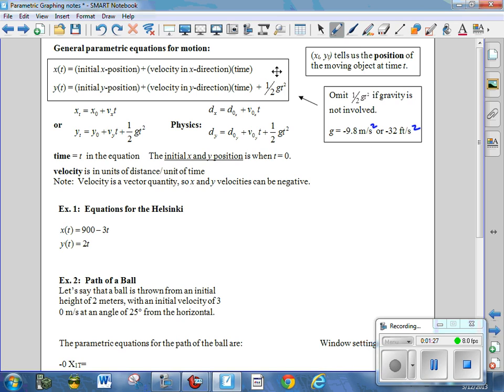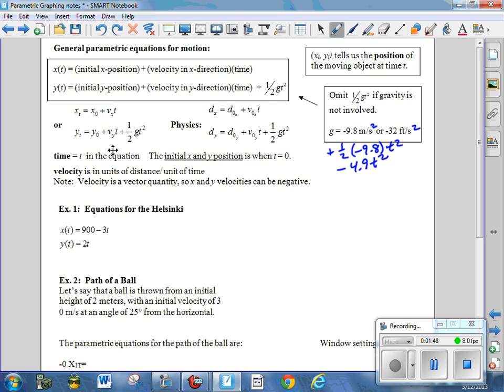And so this turns out to be, if you do 1/2 times negative 9.8, you end up with negative 4.9. And so it's going to be negative 4.9 t squared that we will add at the end if we are using projectile motion, throwing something into the air.